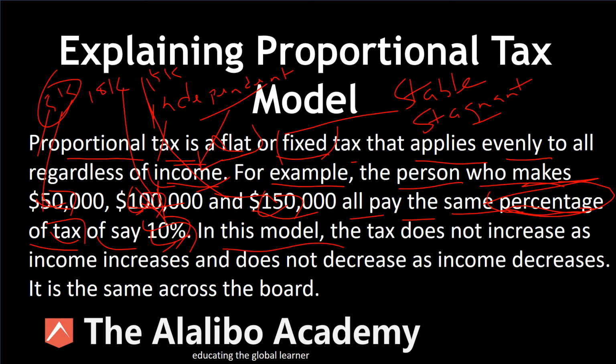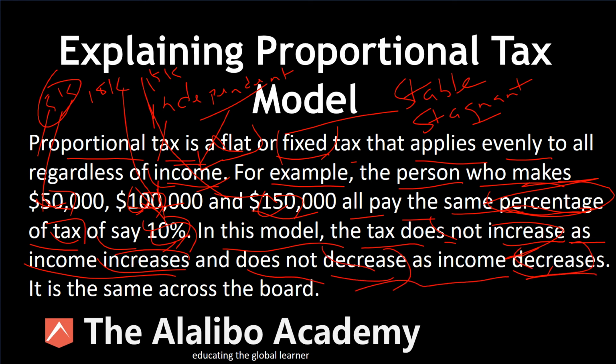In this model, the tax does not increase as income goes up, right? In some tax models, it does increase, like the progressive tax model. And it doesn't decrease either as income goes down. So it doesn't take into account your circumstances, right? It's a flat rate. It's a fixed flat rate, and it's stable, does not change when income goes up.